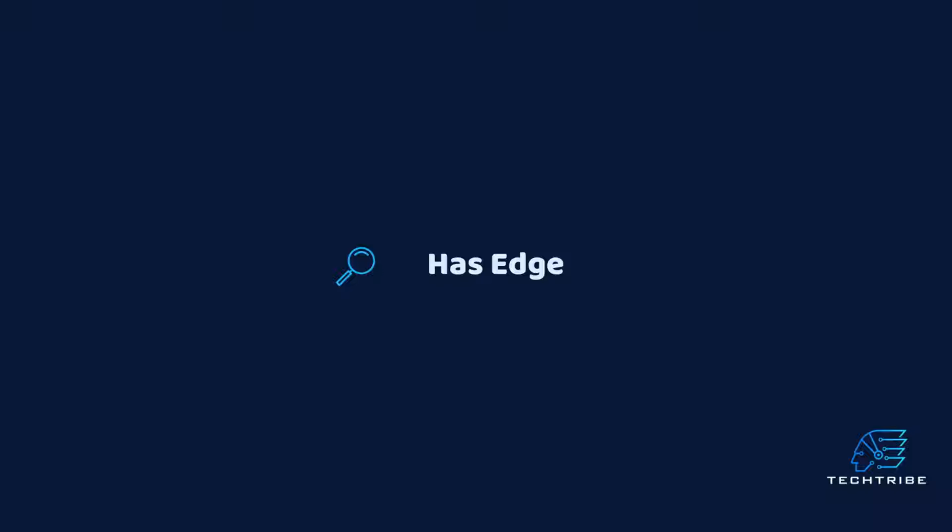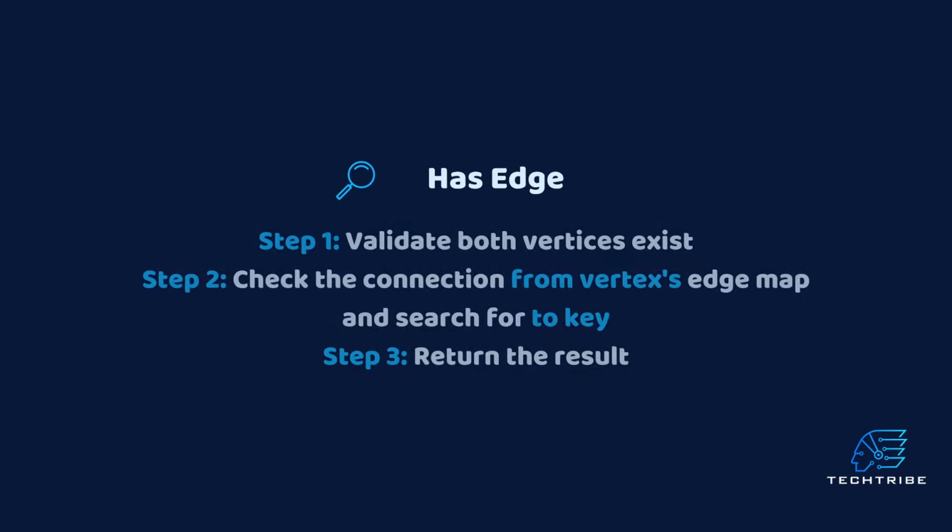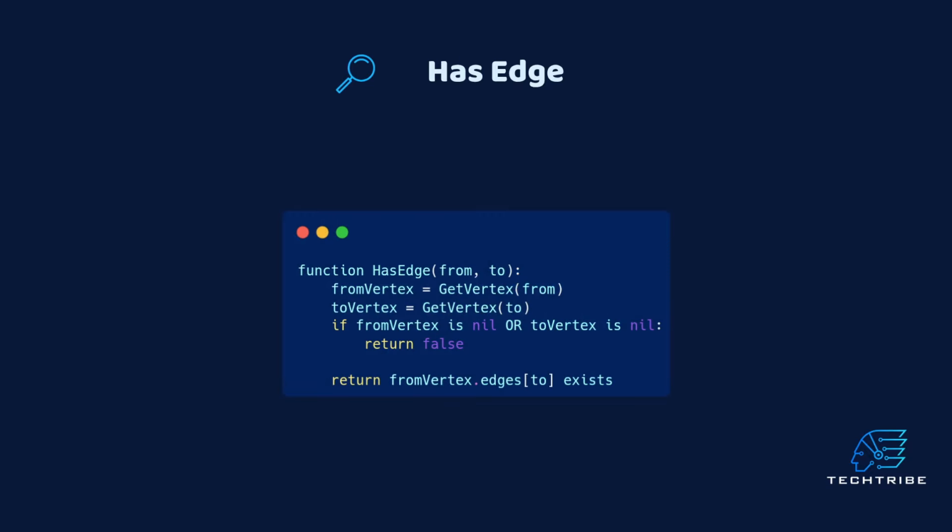Now the HasEdge function will check if two vertices have edges between each other. So this is a directional graph, so it will check only in one direction. And step one will be to validate if both vertices exist. So this is really straightforward. If any of them doesn't exist, you won't have a connection between them. The second step is to check the connection from the from vertex's edge map and search for the to key. The third step is to return the result. So yeah, really straightforward. And the pseudocode for that will look like this.